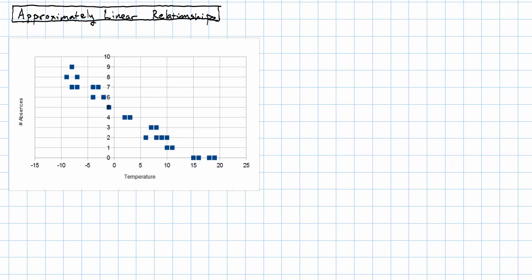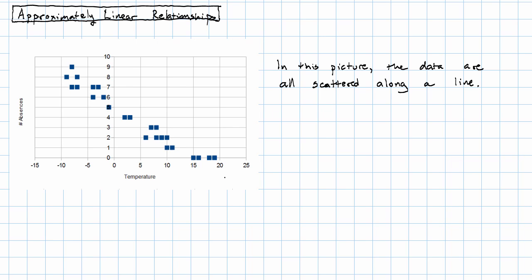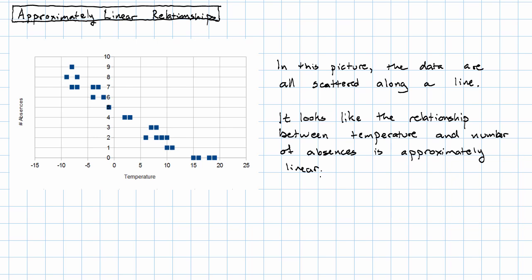So it looks a little bit different than a graph that we drew ourselves would. But the key feature is here, namely, that it looks like these data all are scattered along a line. Looking at this scatter plot, it looks like the relationship between temperature and number of absences is approximately linear. Let's compare that to a couple of other scatter plots.